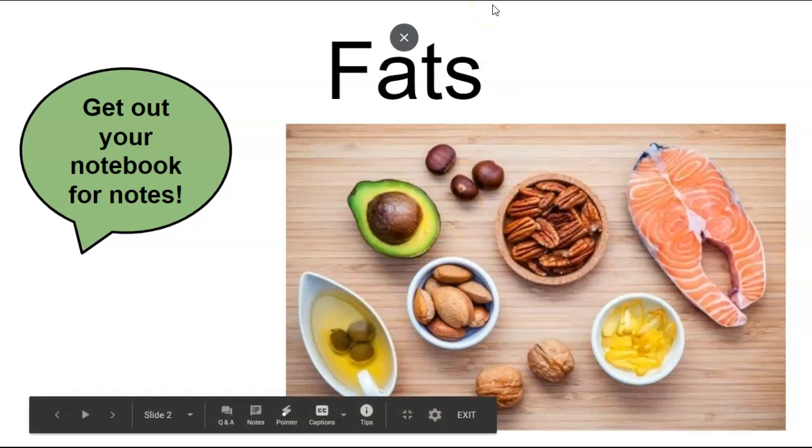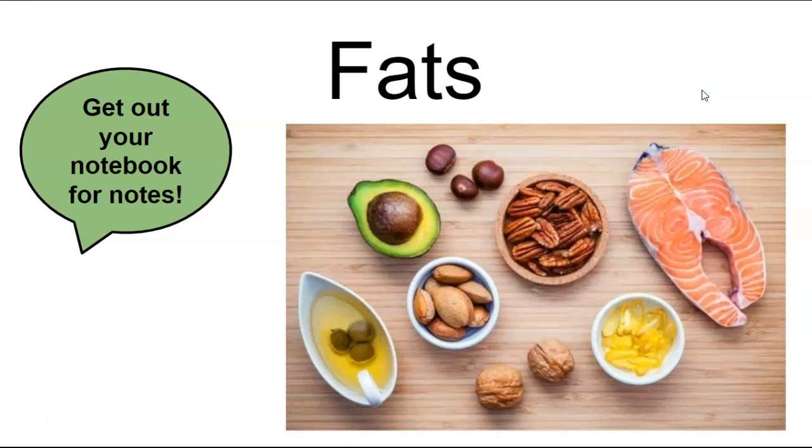So if you don't have your notebook out, go ahead and grab it. Your title for today is going to be fats. In that picture there, you can see some foods that have fats in them. We'll talk about those in a little bit.